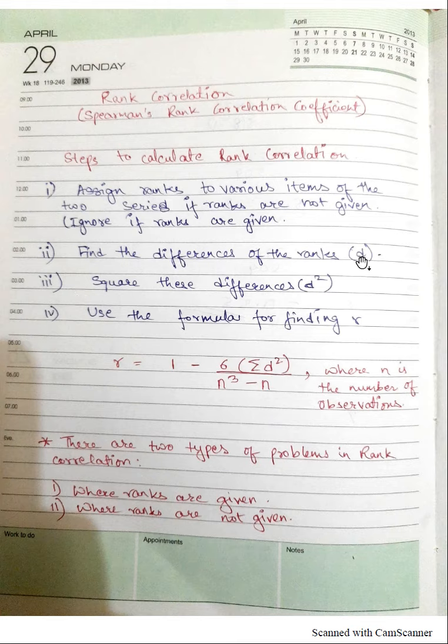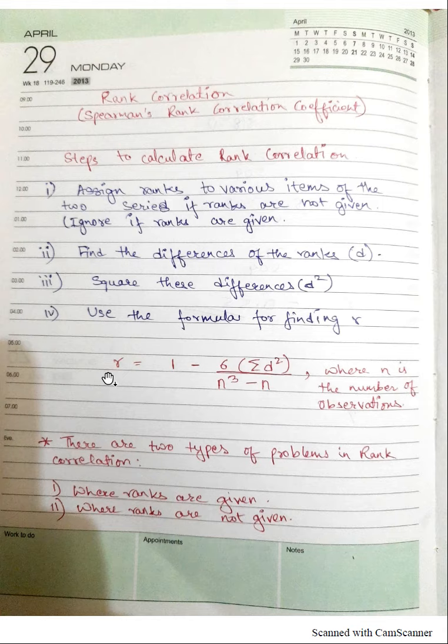Now the third step is to find the square of the differences. If the difference is d, that is equal to d1 minus d2, where d1 is the rank of x and d2 is the rank of y. So d is equal to d1 minus d2, that is rank of x minus rank of y. The third step is to find the square of d. So we will find the square of this value, and the final step is to put the values in the formula. What is the formula?